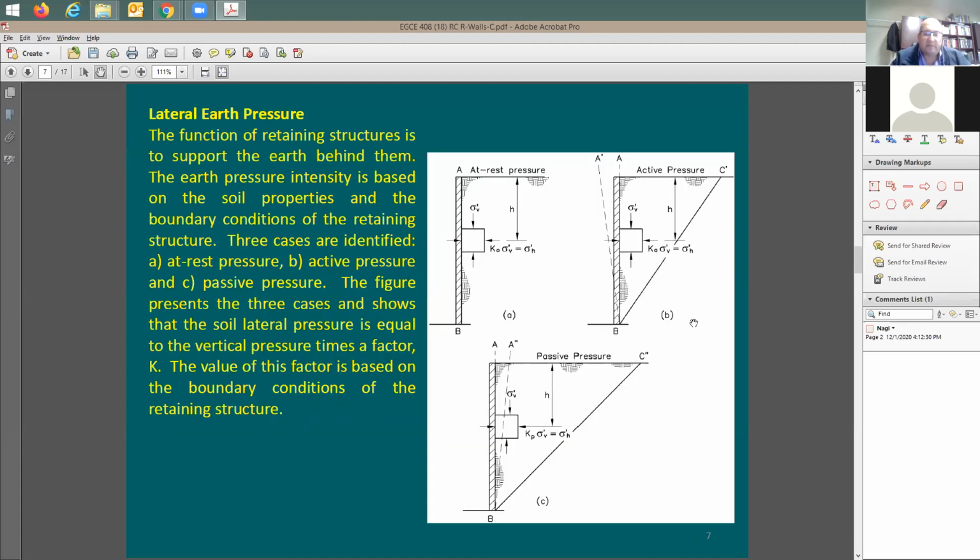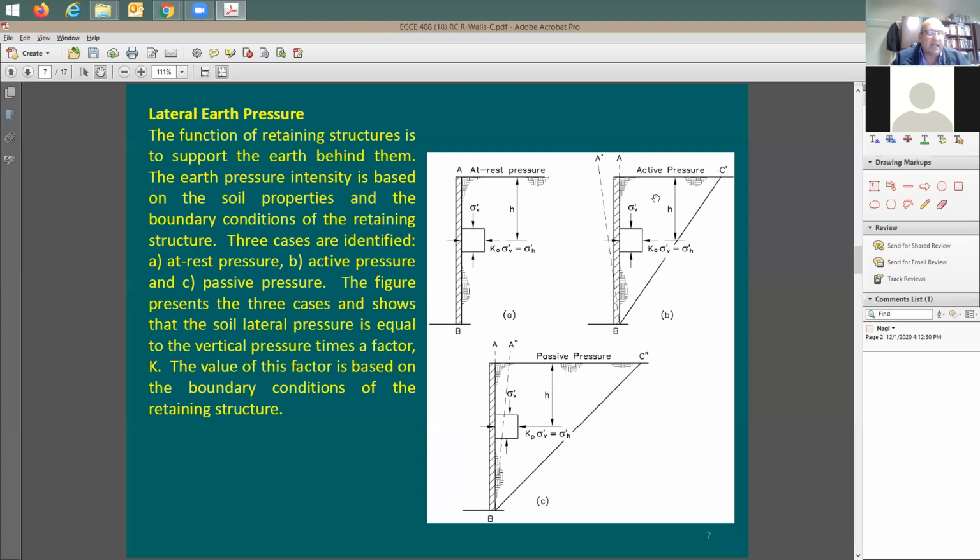Now, the type of lateral pressure that you're expecting here is gonna be three types of soil pressures. The first one here is called the thrust. A thrust is gonna happen when, here's the wall, and the wall is not moving. The wall is gonna be AB. The other type is gonna be called active pressure case.